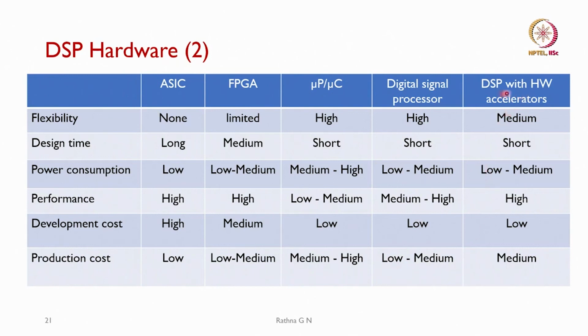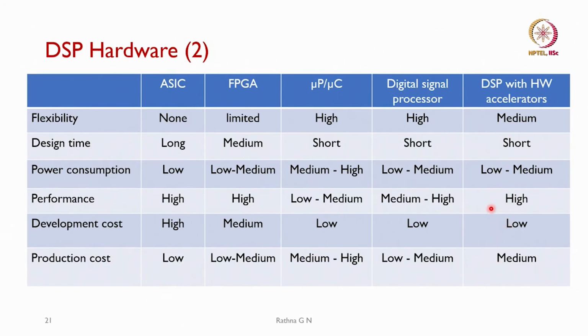Coming to hardware accelerators, the flexibility is going to be medium, because my accelerator is based on my requirement, what I have designed or what I am using. So, that way I will not have much flexibility, just like our FPGA we may have medium flexibility, whereas the design time in this is going to be short, and I can have the power consumption between low to medium, and then performance is going to be very high, and development cost is going to be low in this, and production cost is going to be medium.